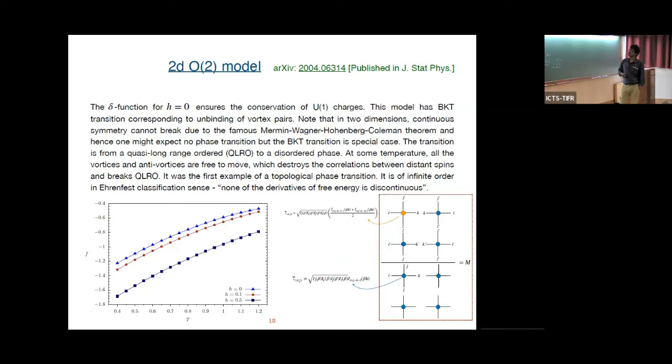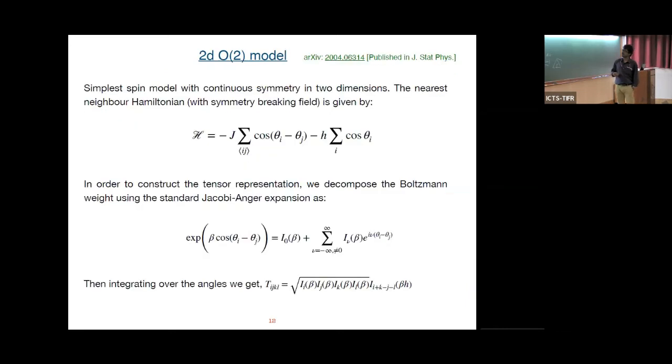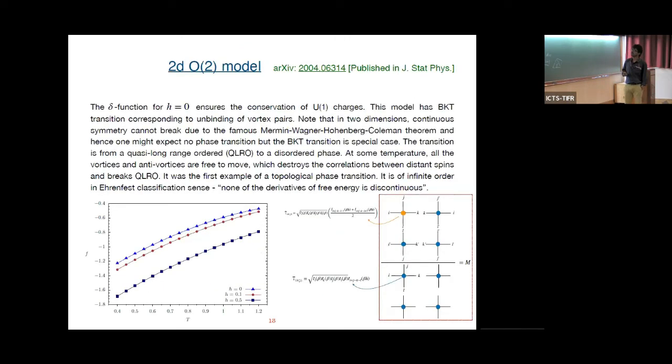and expectation values are computed. In the previous slide, you saw that there was a Bessel function and there was this condition that corresponds to the O(2) symmetry of the model. So if H is equal to 0, then this picks up a condition that I plus K must be equal to J plus L. So the incoming flux of U(1) charges should be equal to the outgoing. This corresponds to the O(2) symmetry.